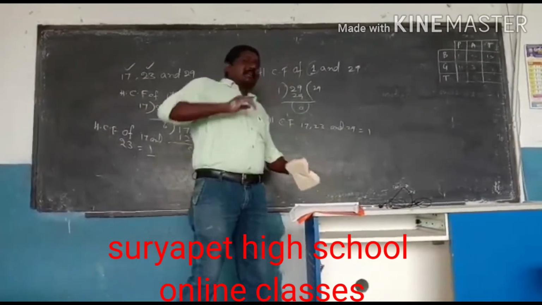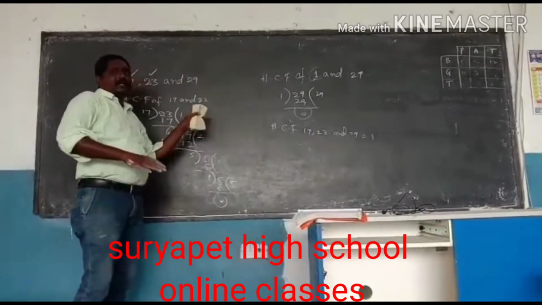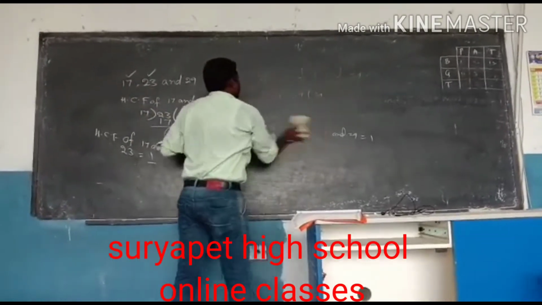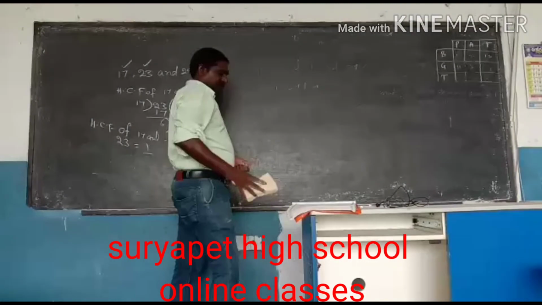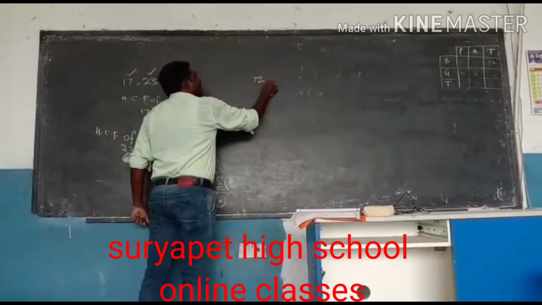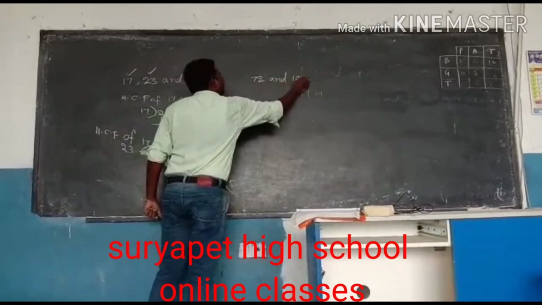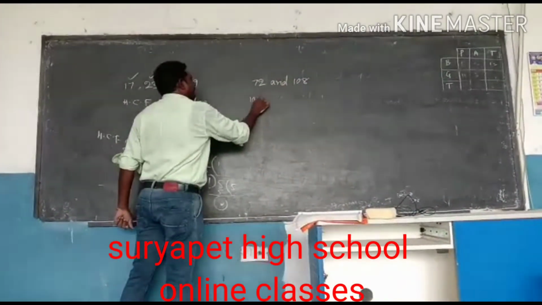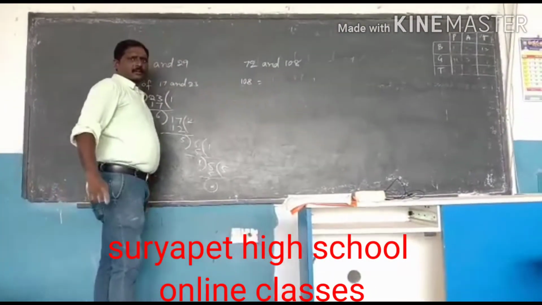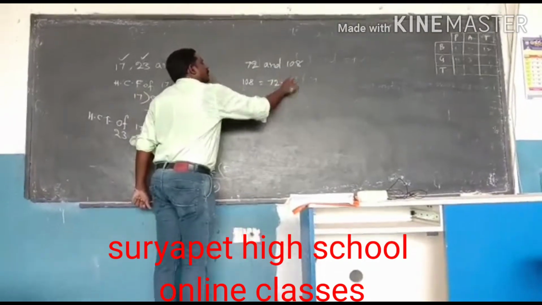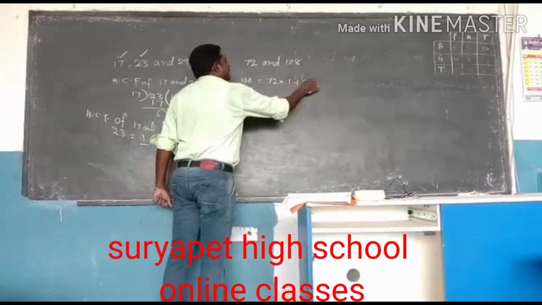But in Euclid's division lemma, the same procedure only we want to use. As we did before, 72 and 108. What is the biggest value in this? 108 is the biggest value. 72 is the divisor. 72 1s are 72. What is the remainder? 36 is the remainder.